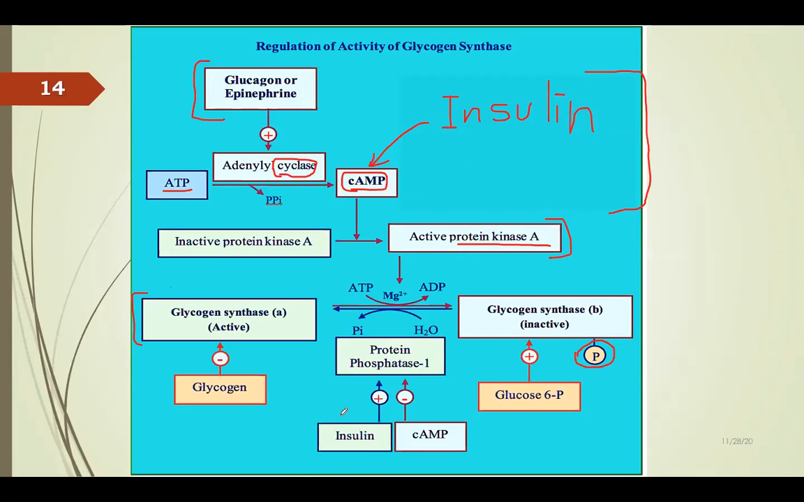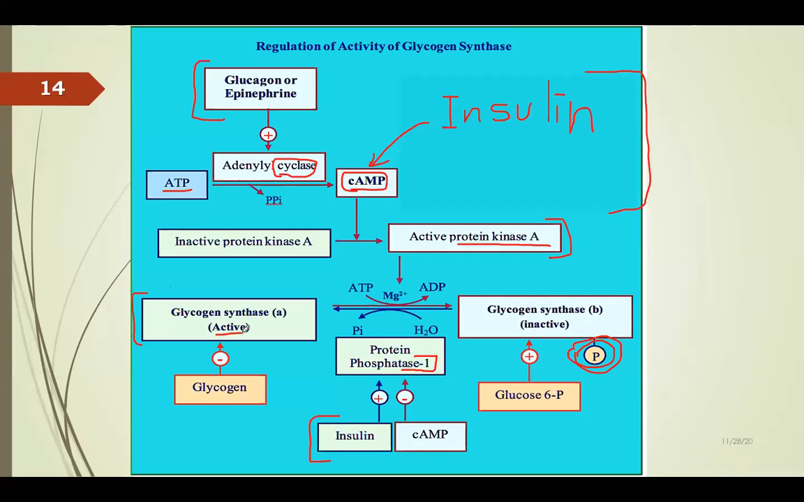Again, insulin acts on the lower part of the diagram. It activates a phosphatase enzyme. This is a hydrolytic enzyme which hydrolyzes phosphoric acid, removing the phosphoric acid. So it converts glycogen synthase B from the inactive form to the activated form.